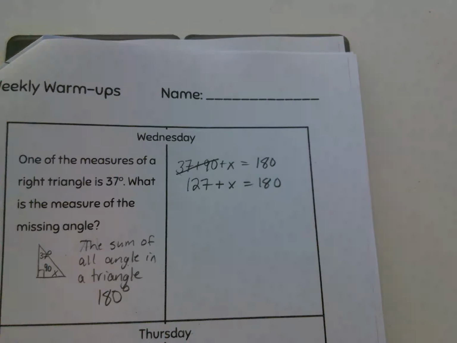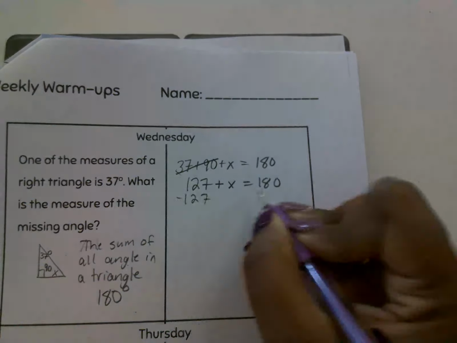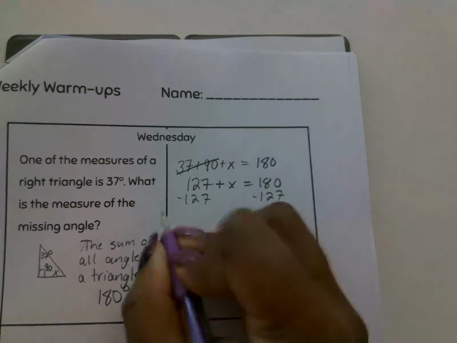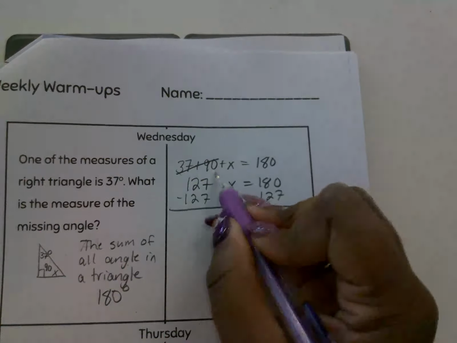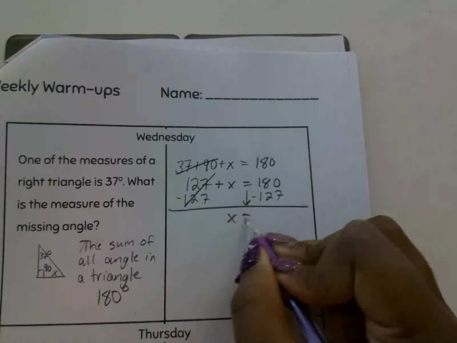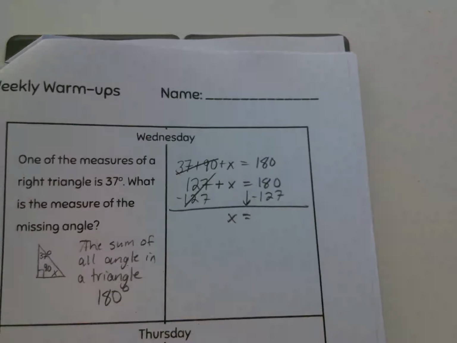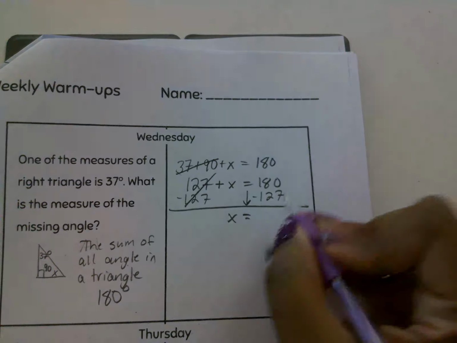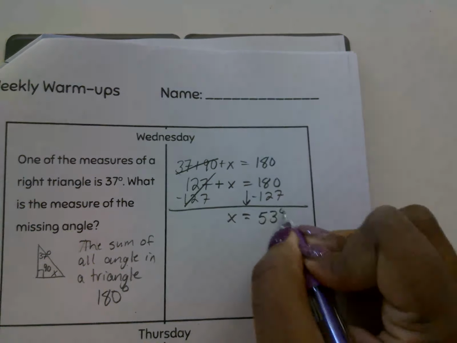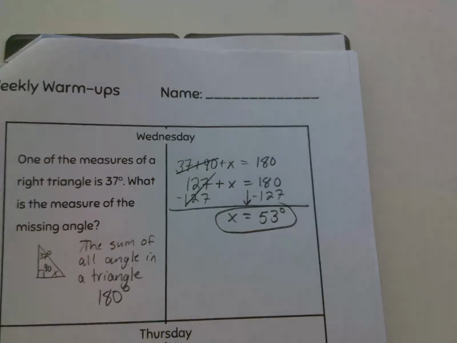Now let's get x by itself. How do we get rid of the 127? Do you know, Bruno? Subtract it from both sides. Very good. We're going to subtract 127 from both sides, okay? This is gone and we're left with x. So now we have 180, type it in somebody, minus 127. What does that give us, Courtney? Very good. So we have 53 degrees as that missing angle measurement.